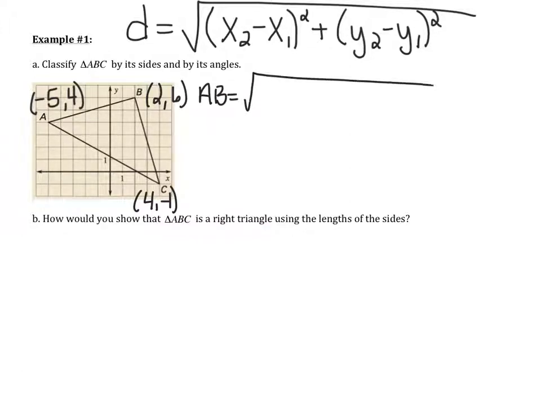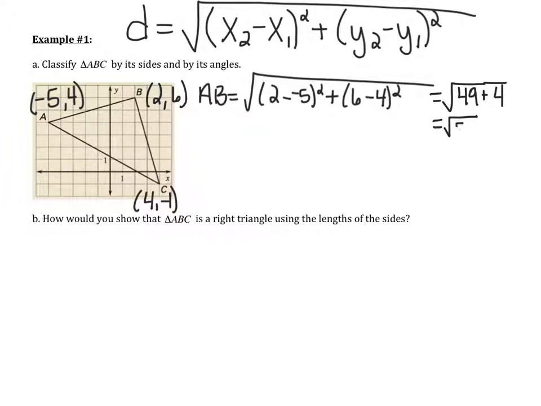I have the square root of, subtract the x's. So let's start with that: 2 minus -5 squared plus 6 minus 4 squared. 2 minus -5 would be plus 5, which would give me 7, and 7 squared is 49. Plus 6 minus 4 is 2, and 2 squared is 4. So I have 49 plus 4, which gives me the square root of 53.